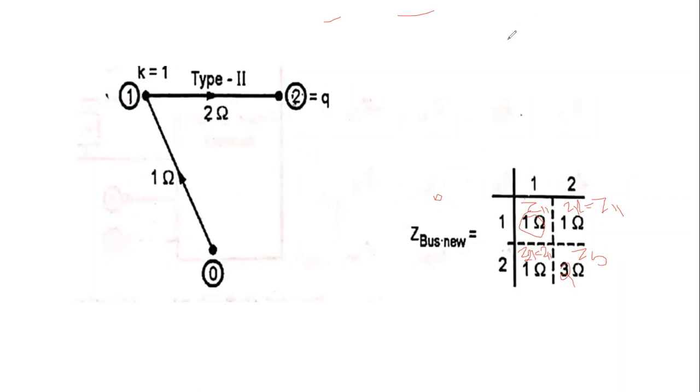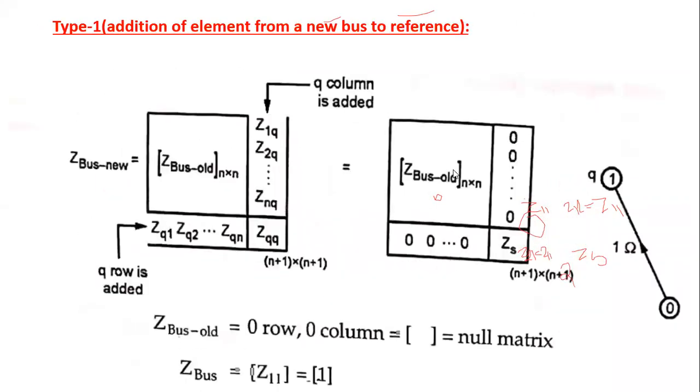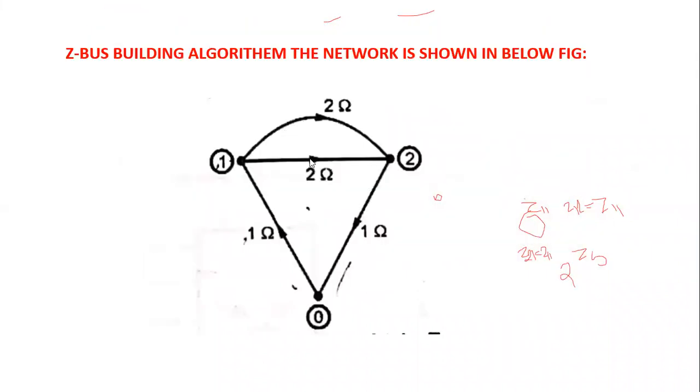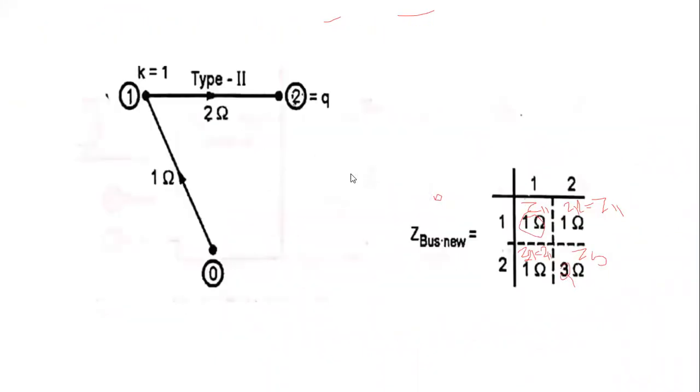Okay, once we check the diagram, 2 ohms. This is the ZS, 2 ohms. This is Z11, and Z12 is equal to Z11, Z21 is equal to Z11, and this is Z1. So this is ZS. How can we form the Z bus matrix?